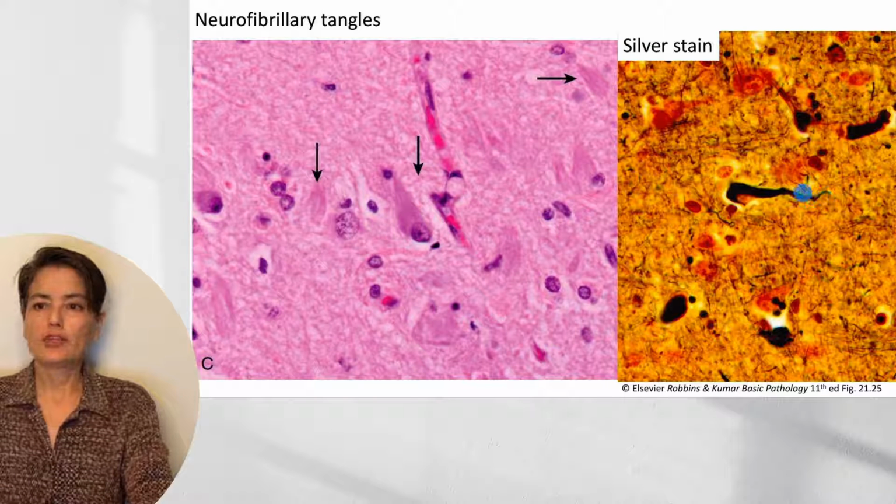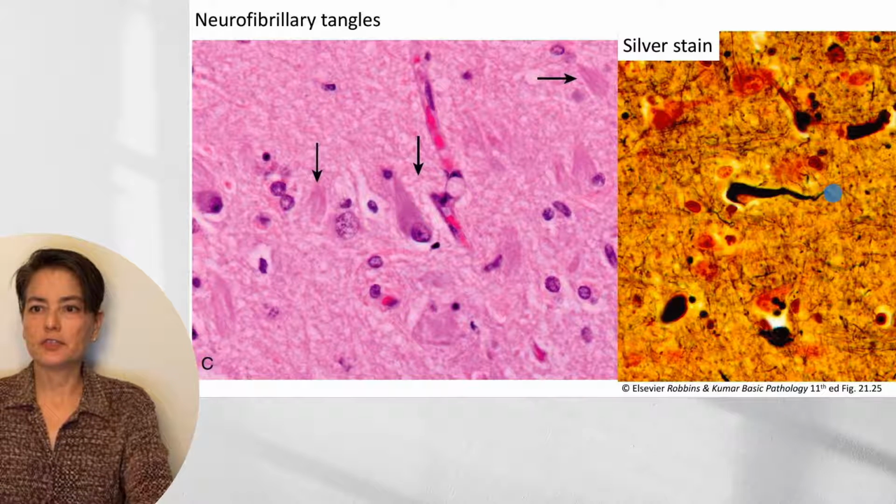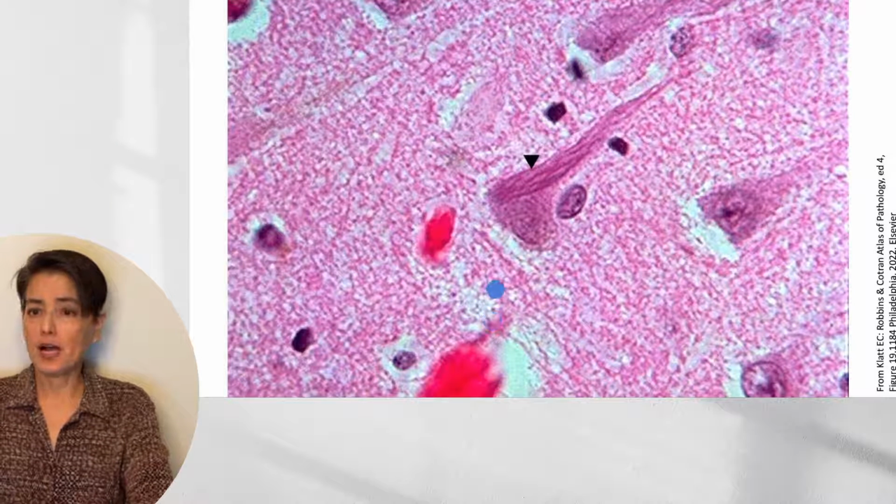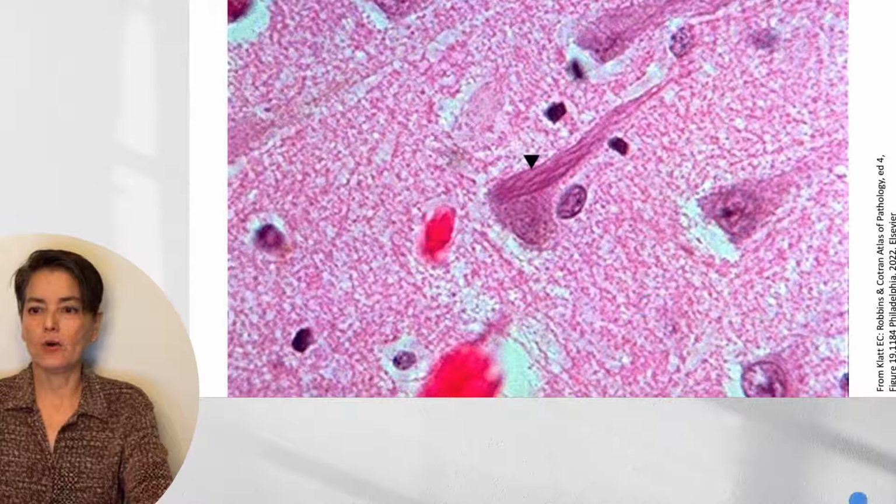We can visualize these tangles using a silver stain, which you can see here. We can also use immunohistochemistry. I'll show an example of that in a moment. But first, just this very high power view showing this beautiful neurofibrillary tangle within this viable neuron. This is our hyperphosphorylated tau.